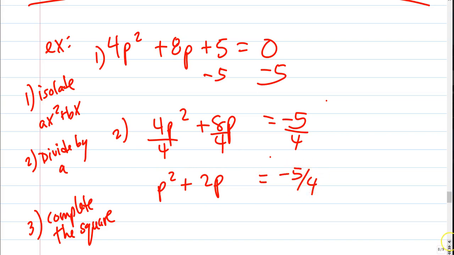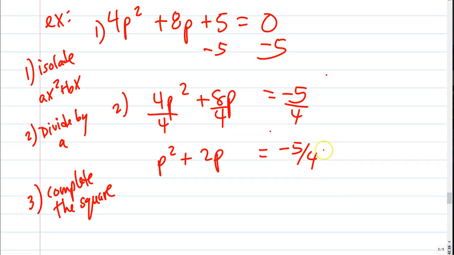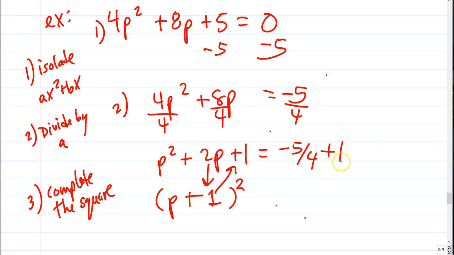We can now complete the square. We've created all this mess on the right side so that the left side is easy. What is my perfect square? p plus half of the b term, squared. Going up here, 1 times 1. Negative 5/4 plus 1 would be negative 1/4.